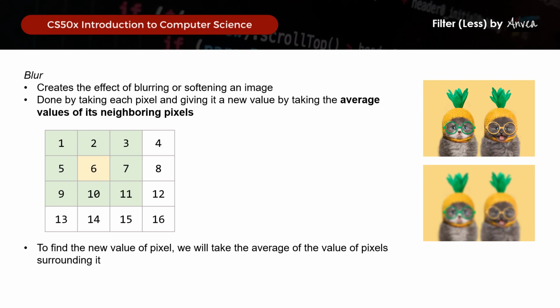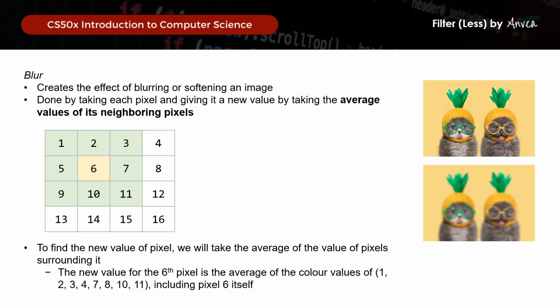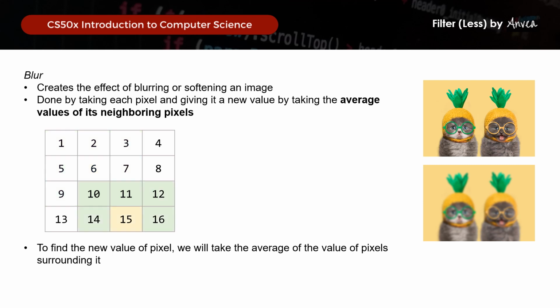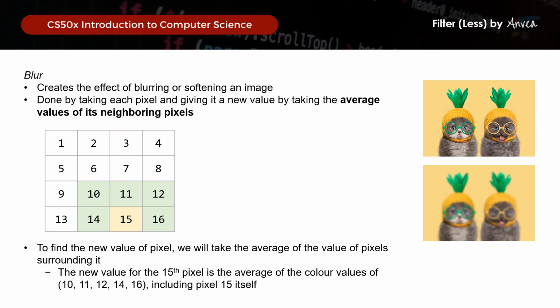In this case, the new value of the 6th pixel is the average of 1, 2, 3, 5, 6, 7, 9, 10 and 11, divided by 9. Now, what happens if the pixel is on the edge? Its new value will be the sum of 10, 11, 12, 14, 15, 16, divided by 6.